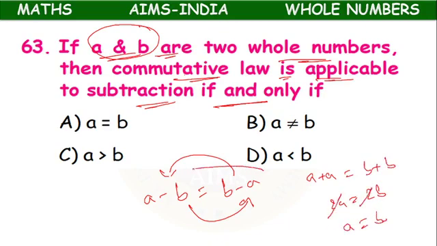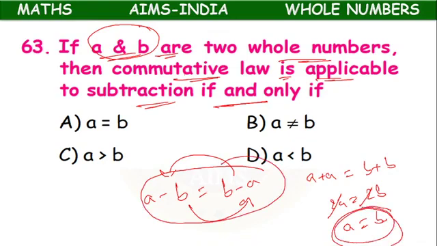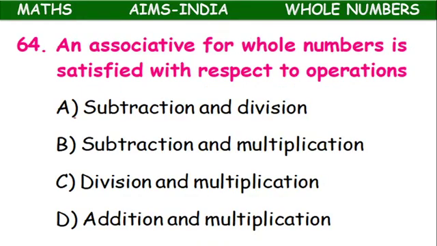So this commutative law is applicable only under one condition: if and only if A equals B. Then only is the commutative law under subtraction applicable. So if and only if A equals B, option A is the correct answer. Next.